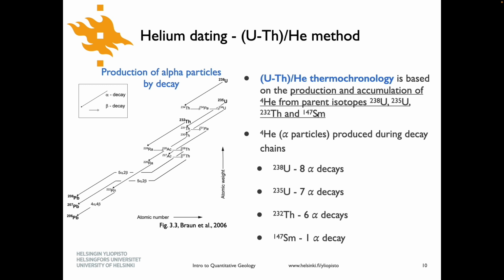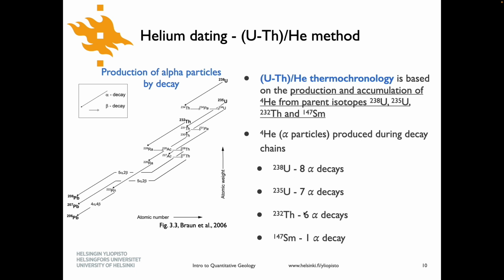It's also true that samarium-147 will produce this, so it's usually a relatively minor constituent, so you will sometimes see this referred to as uranium, thorium, samarium helium dating. But basically, you have these parent isotopes of uranium and thorium. So for uranium, it's 238 and 235. For thorium, it's 232 and then samarium-147 that produce alpha particles.